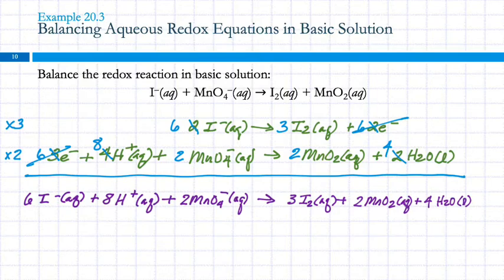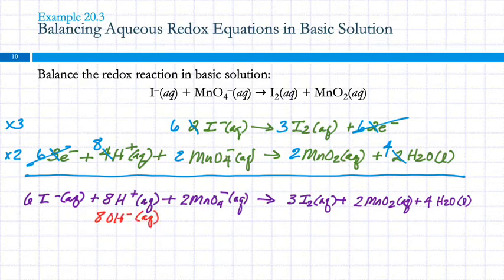So here's our extra step. This is in basic solution. This is what we have with acid. We don't have an acidic solution. We don't have hydrogen ions floating around. So what I'm going to do is look at my hydrogen ions wherever they are, however many there are, and add an equal number of hydroxide ions. So I've got 8 hydrogen ions. I'm going to add 8 hydroxide ions to this side.